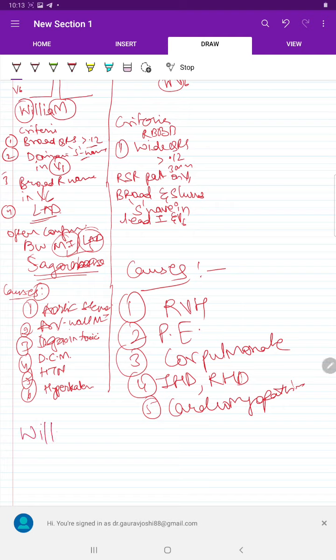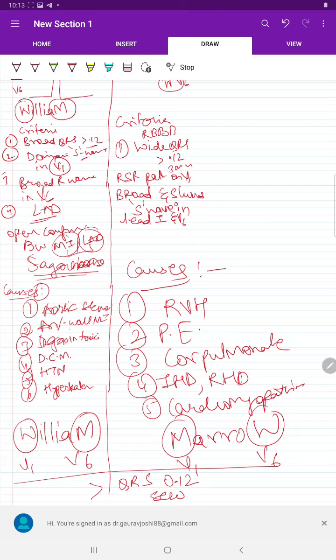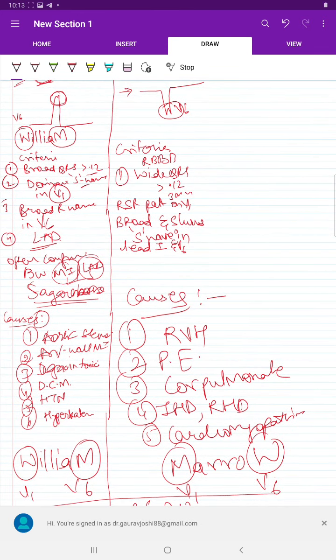The trick in a nutshell, I have discussed: William and Marrow, V1 and V6. And one thing to remember, the duration of the QRS complex is more than 0.12 seconds in both, and you will observe the changes in these ECG strips. I hope you understand, and if you go through some ECG strips, you can really appreciate these changes and remember these causes.